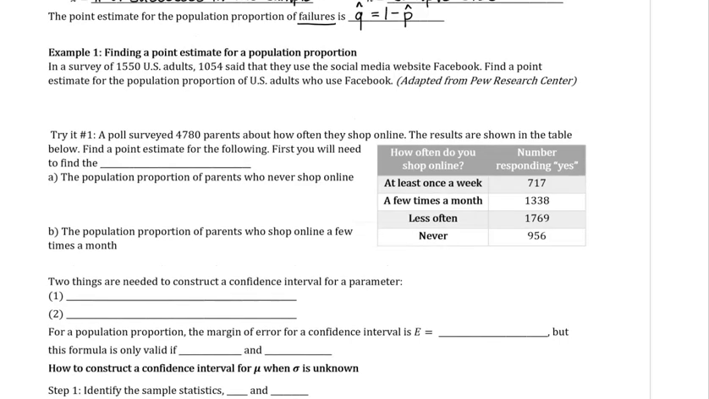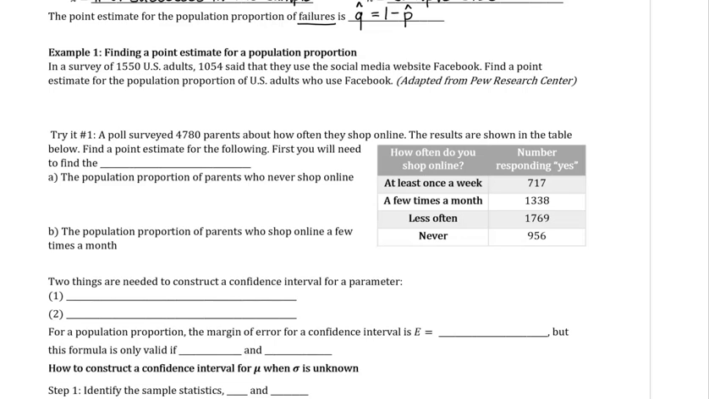In our first example, we are going to be finding a point estimate for a population proportion. So we have that in a survey of 150 US adults, 1,054 said that they use Facebook. We want to find a point estimate for the population proportion of US adults who use Facebook.